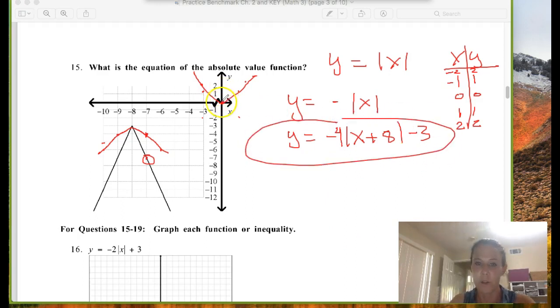So I took my original values. I shifted it to the left 8, so I had to add 8. I shifted it down 3, so I subtracted 3. I flipped it upside down, so I had to do a minus. And instead of going 1, 1, 2, 2, it went over 1, down 4. So I had to multiply by 4 on the outside to make it skinnier. It stretches it. And that should be your absolute value. That should be your equation.